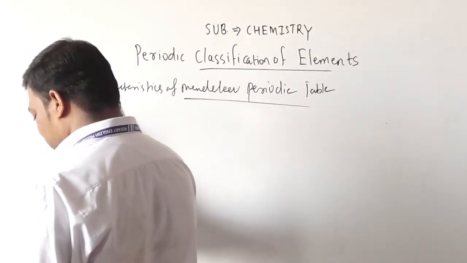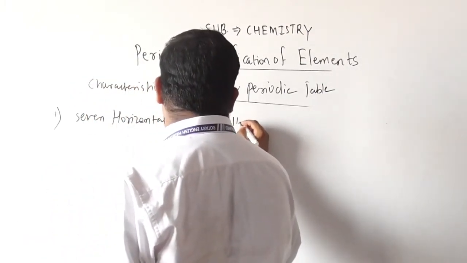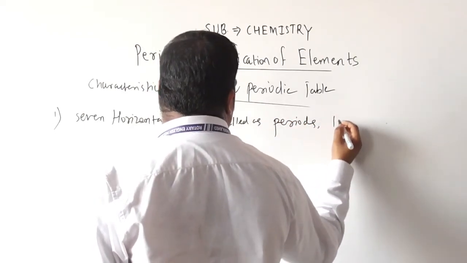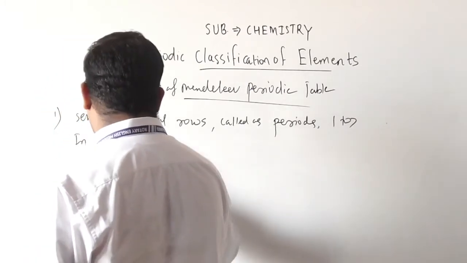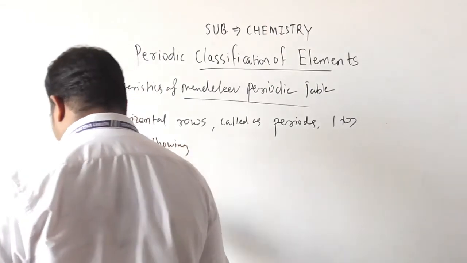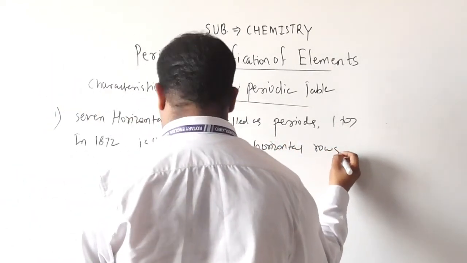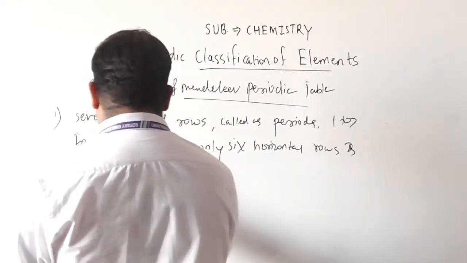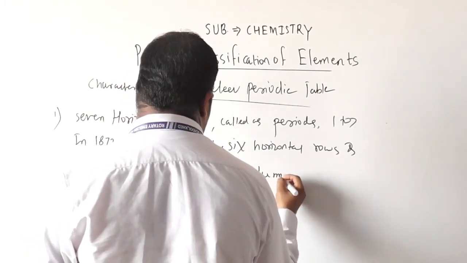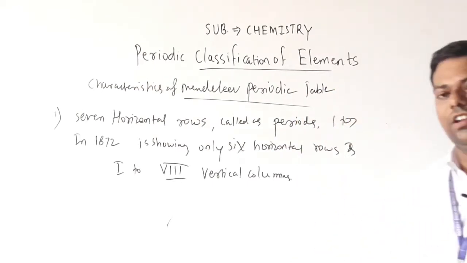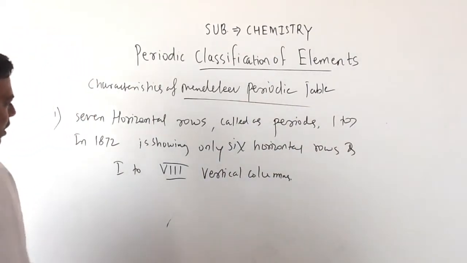As you know, there are 7 horizontal rows, which we call periods, 1 to 7. In 1872, it showed only 6 horizontal rows. And first to 8, we have vertical columns. You may observe in your NCERT, it is already given in the class 10 NCERT. These are the first characteristics.